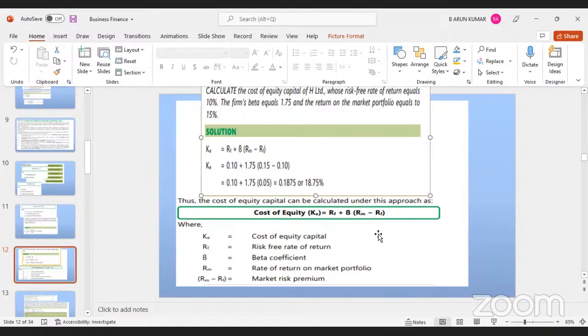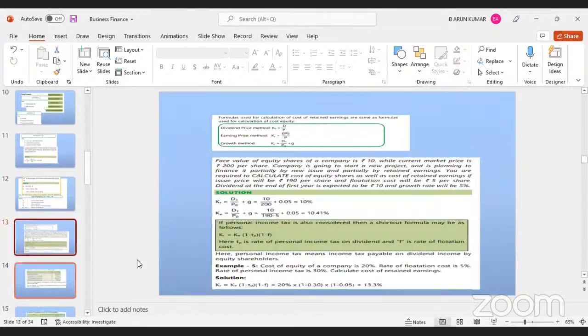For example, we put 10,000 rupees in the market in the morning. After completing 1 or 2 years, how much money we are getting, that is the return on that particular market. And RF is the risk free factor. We incorporate these amounts in this formula, and we get the KE, that means cost of equity.